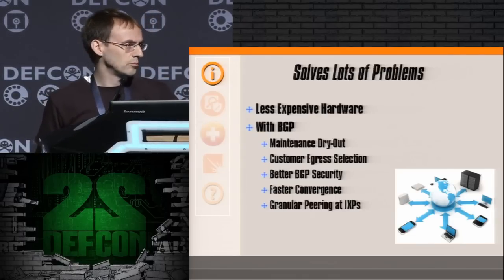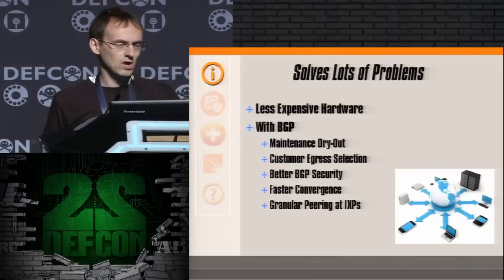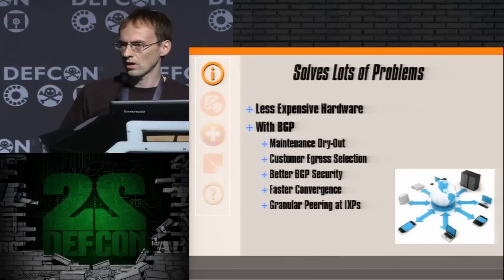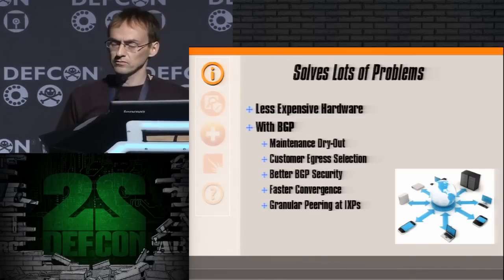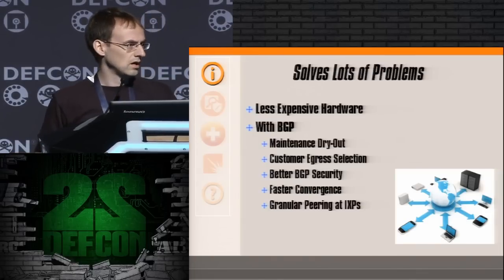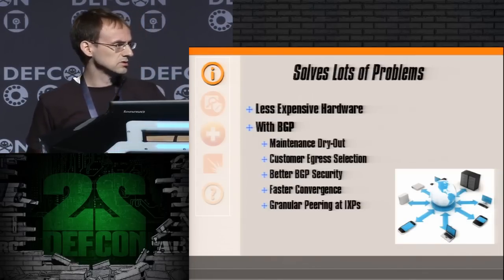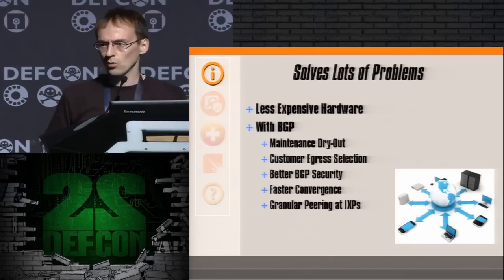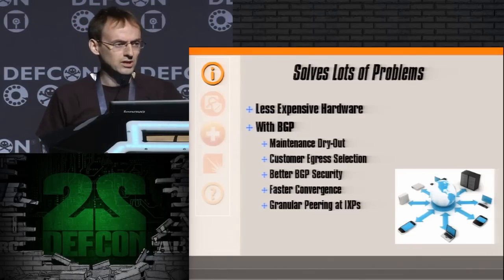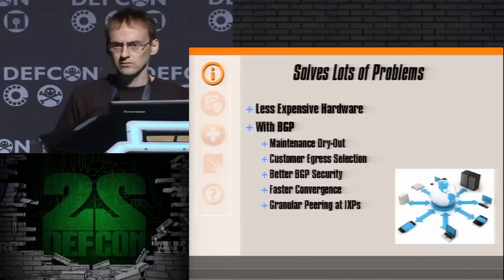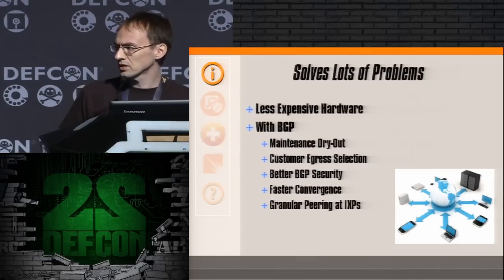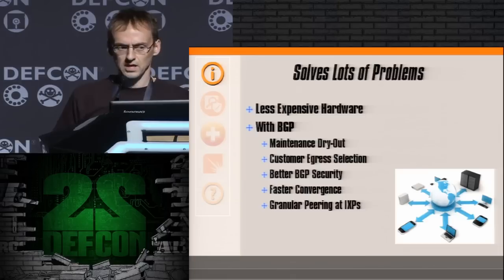You could do a maintenance tryout. You don't have to just take a router out of service and wait for the routes to recalculate and propagate. You can just steer the traffic around that router ahead of time before you do your maintenance. You can give your customers the opportunity to choose where on the network their packets egress. You get better security at the routing level with BGP because you can consider other factors such as reputation before selecting your next hop.